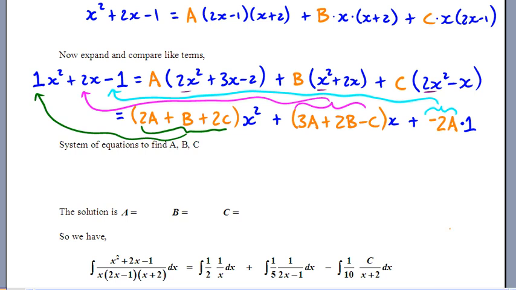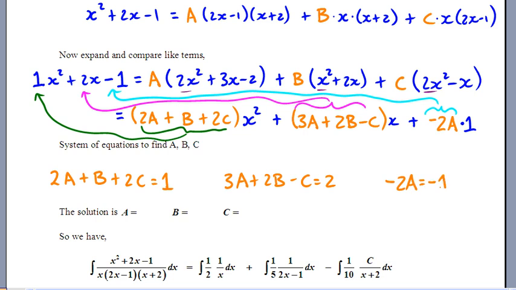So here's one of the equations. It would be 2a plus b plus 2c has to equal 1. Here's another equation. 3a plus 2b minus c has to equal 2. And one more equation, -2a is equal to -1.